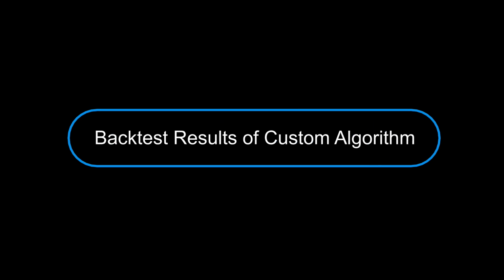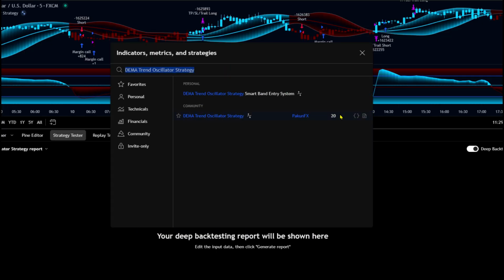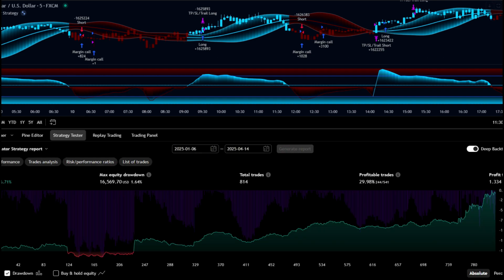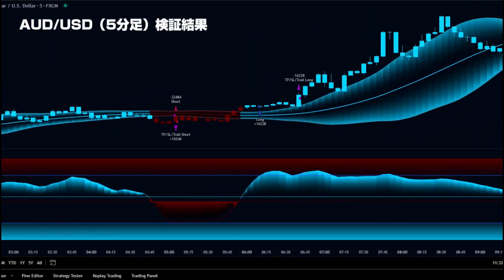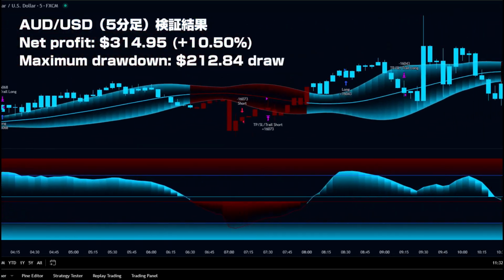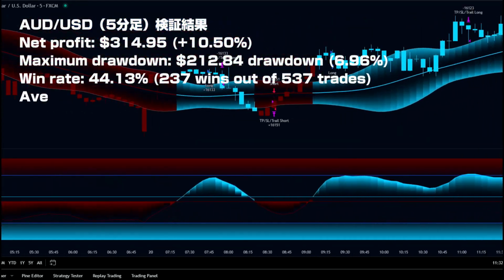Backtest results of custom algorithm. The strategy is named DEMA Trend Oscillator Strategy. The test period covers approximately 3 months, from January 6th to April 14th, 2025. Here are the key backtest results. Net profit, $314.95. That's a positive 10.50%.